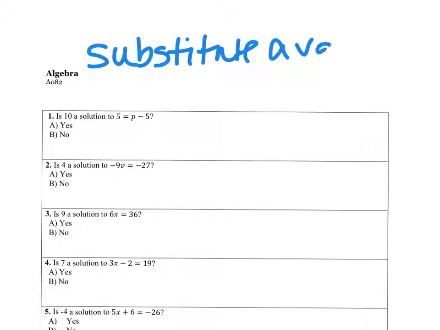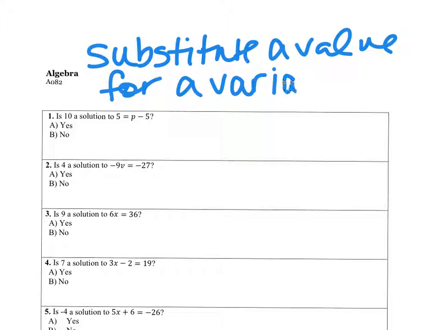a value for a variable. That's all you're doing. So anytime you see a letter, you're going to plug a number in for it instead and double check that the two sides of the equation are equal. Remember, we're dealing with equations, so that means that they have to be equal to each other.